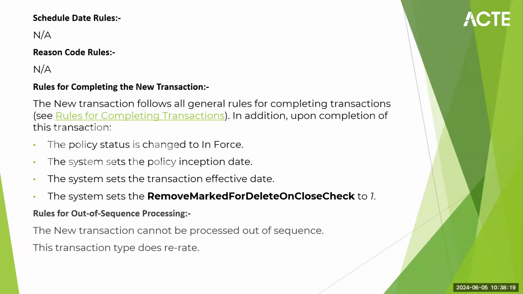The system sets the policy inception date. The system sets the transaction effective date. Nothing but the current date you are giving for the particular policy, the same effective date will be considered as the policy inception date and transaction effective date. The system sets the remove marker for delete on close choose to 1. Nothing but this particular one will be set to true by default.